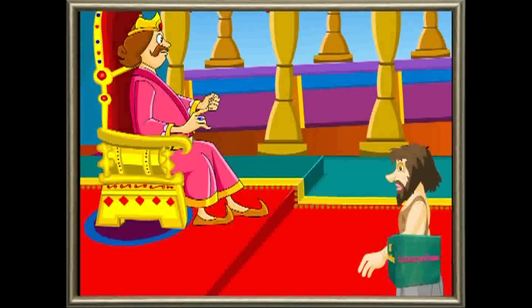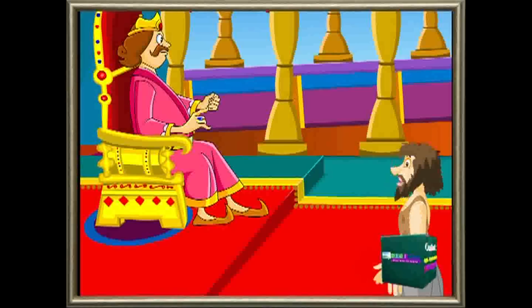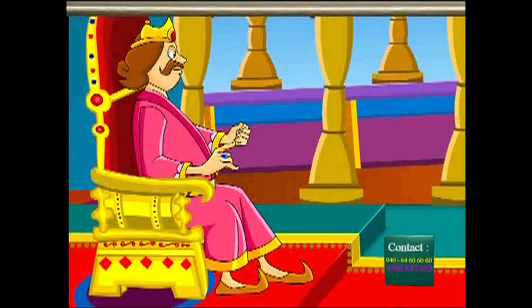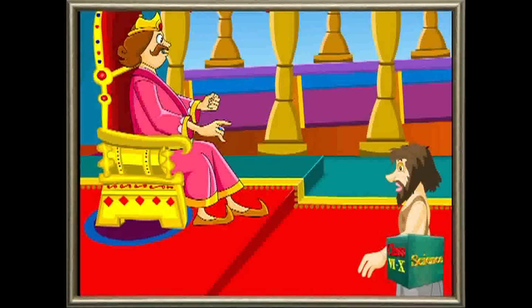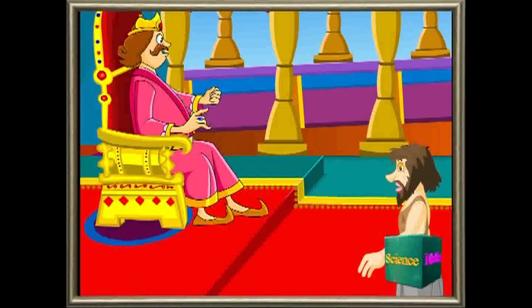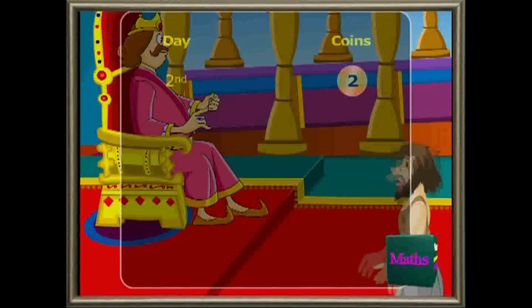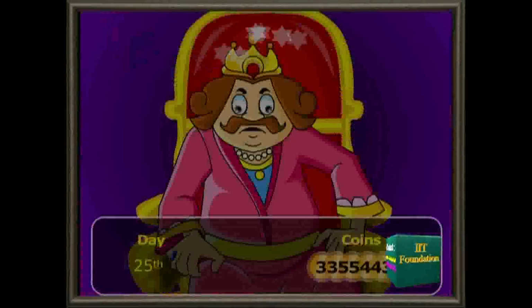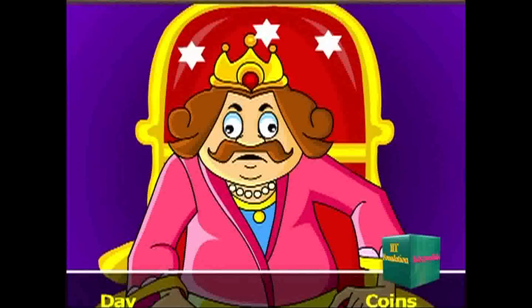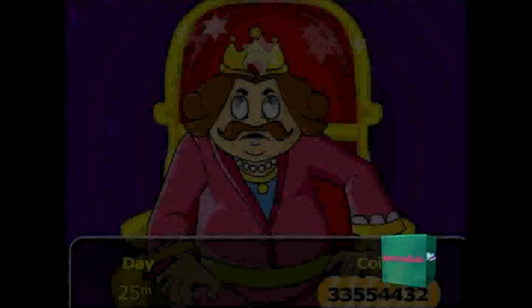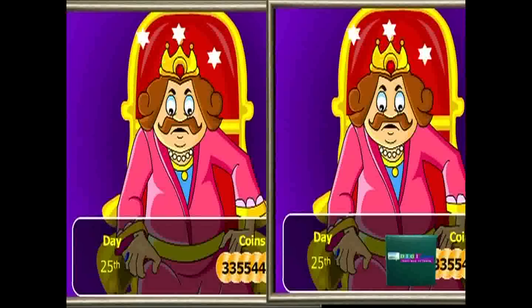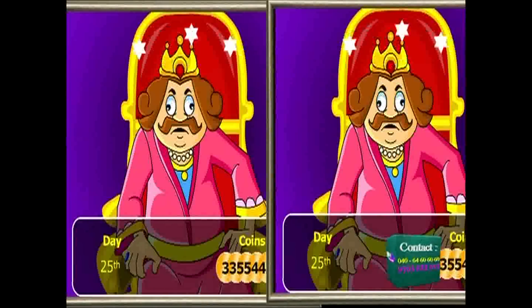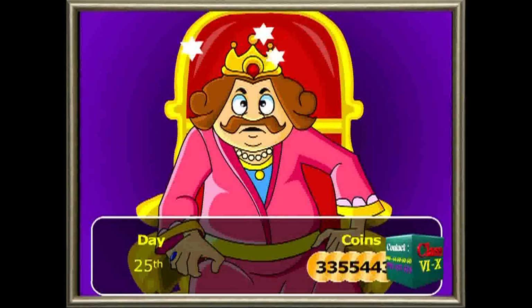Oh King, I heard you are very generous, but will you give me some gold coins for a month? I never let anyone leave empty-handed from my door. Please tell me how many gold coins you need. Give me the coins in a definite rule. According to this rule, on the 25th day, he offered him 3355443 gold coins.